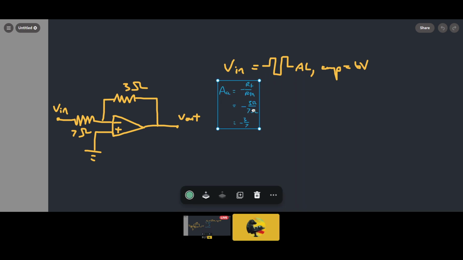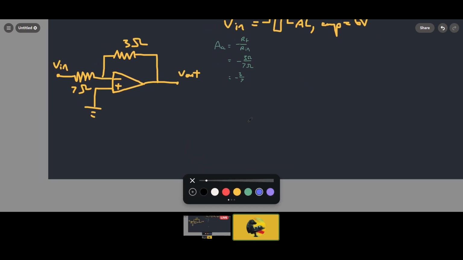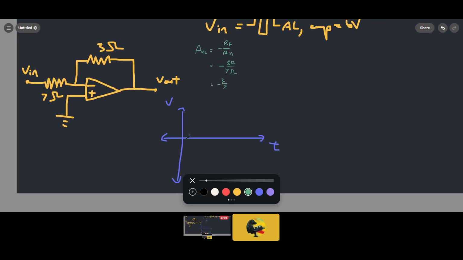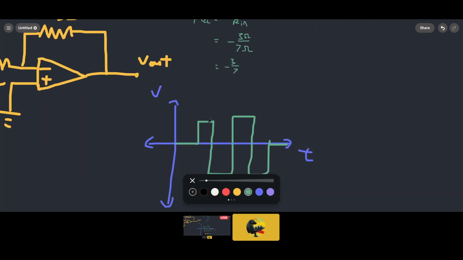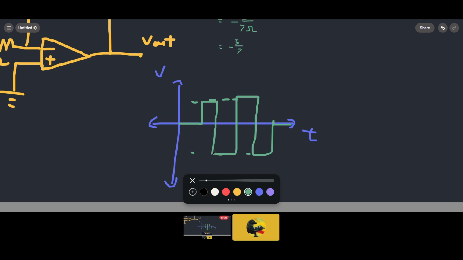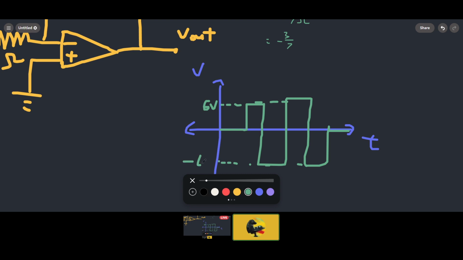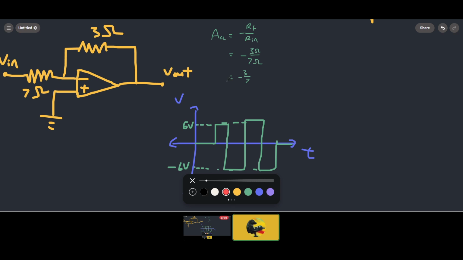Armed with that knowledge, we already know how much is going to be amplified by. So let me draw the graph for V in. Green is going to be V in, V over T. V in is a square wave, so it'll look like this. Since the amplitude is 6 volts, this would be 6 volts, this would be negative 6 volts. Now let's have red represent the output.